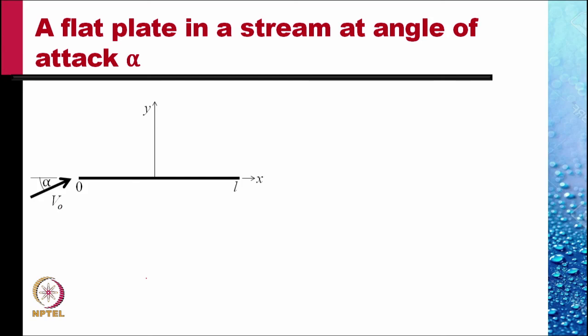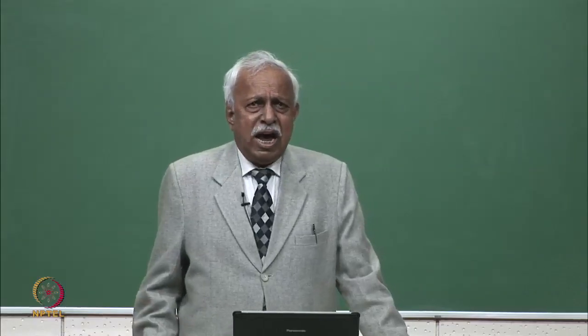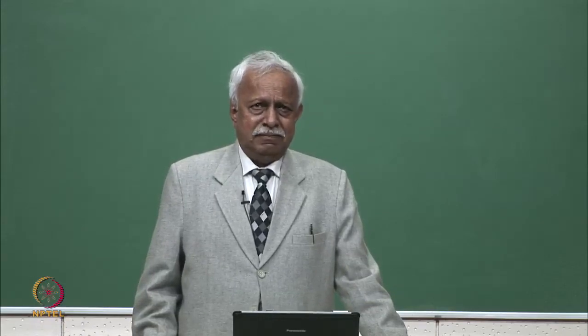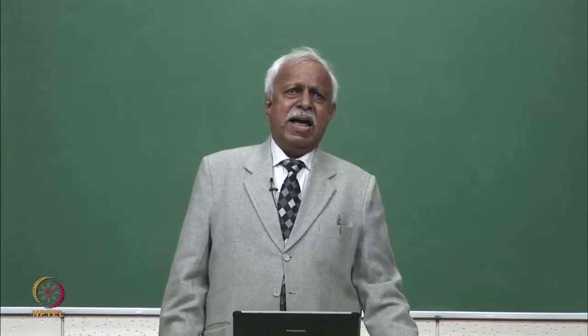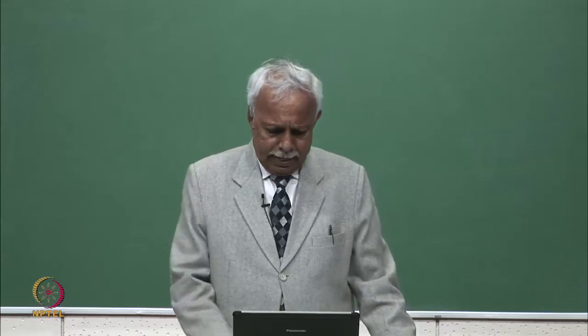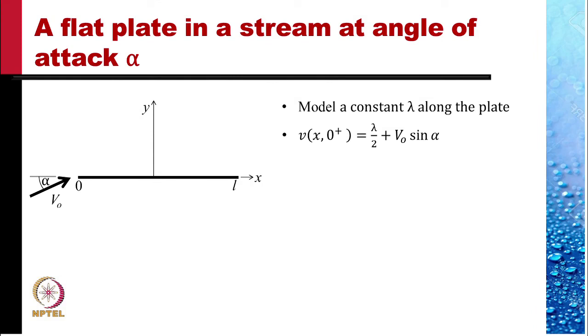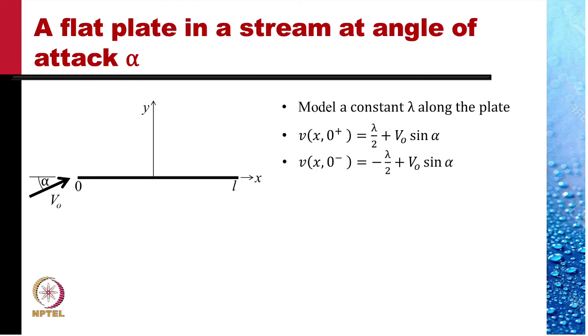Now, once we have found out the φ for a source panel, let us immerse this in a free stream, a uniform stream at a velocity V naught, which is inclined at an angle α to this plate, so that this plate is now at a positive angle of attack α. So we model a constant λ along the plate. So V at y plus, a point slightly above the plate, is λ by 2 plus V naught sine α. The contribution because of the panel plus V naught sine α is the contribution to the vertical velocity above the panel because of the uniform stream. And V slightly below the plate would be minus λ by 2 plus V naught sine α.